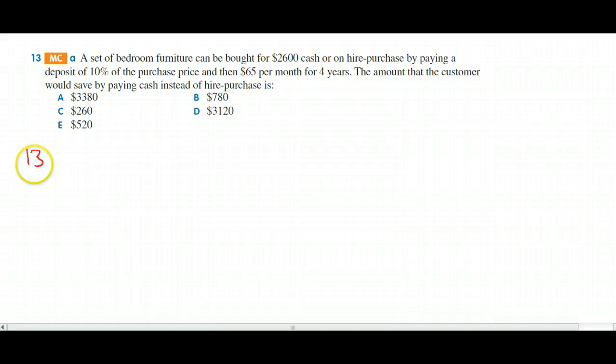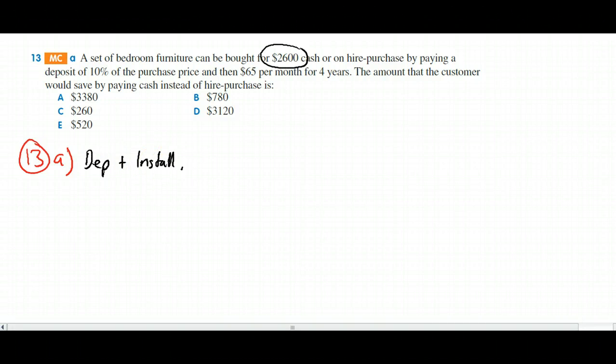Okay, in question 13, we've got a multiple choice question. A set of bedroom furniture can be bought for $2,600 cash or on hire purchase by paying a deposit of 10% of the purchase price, then $65 per month for 4 years. The amount that the customer would save by paying cash instead of hire purchase is... okay, we're going to have to work out how much they would pay if they did the hire purchase scheme and then compare that with the cash price. So the hire purchase scheme, they pay a deposit and then they pay a bunch of installments.